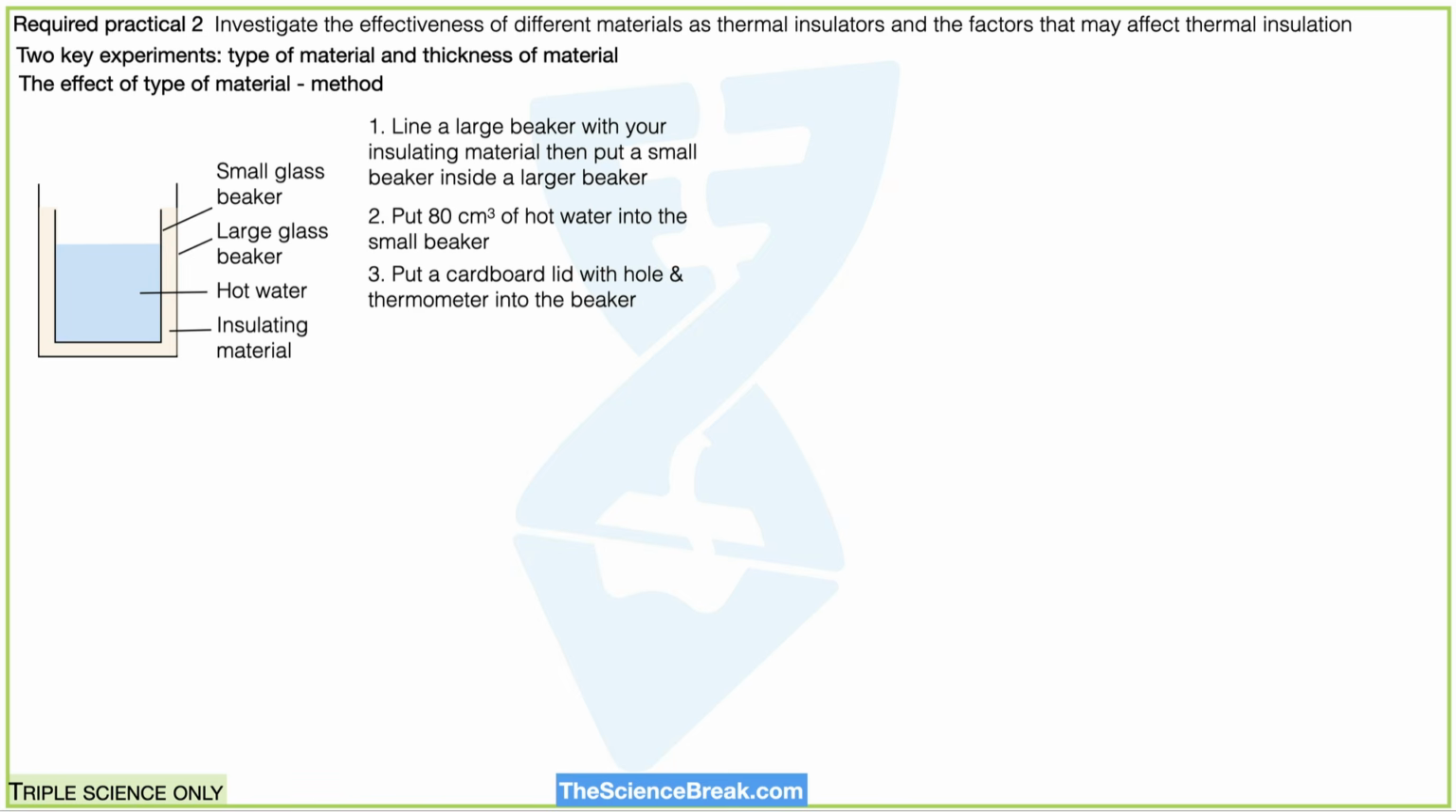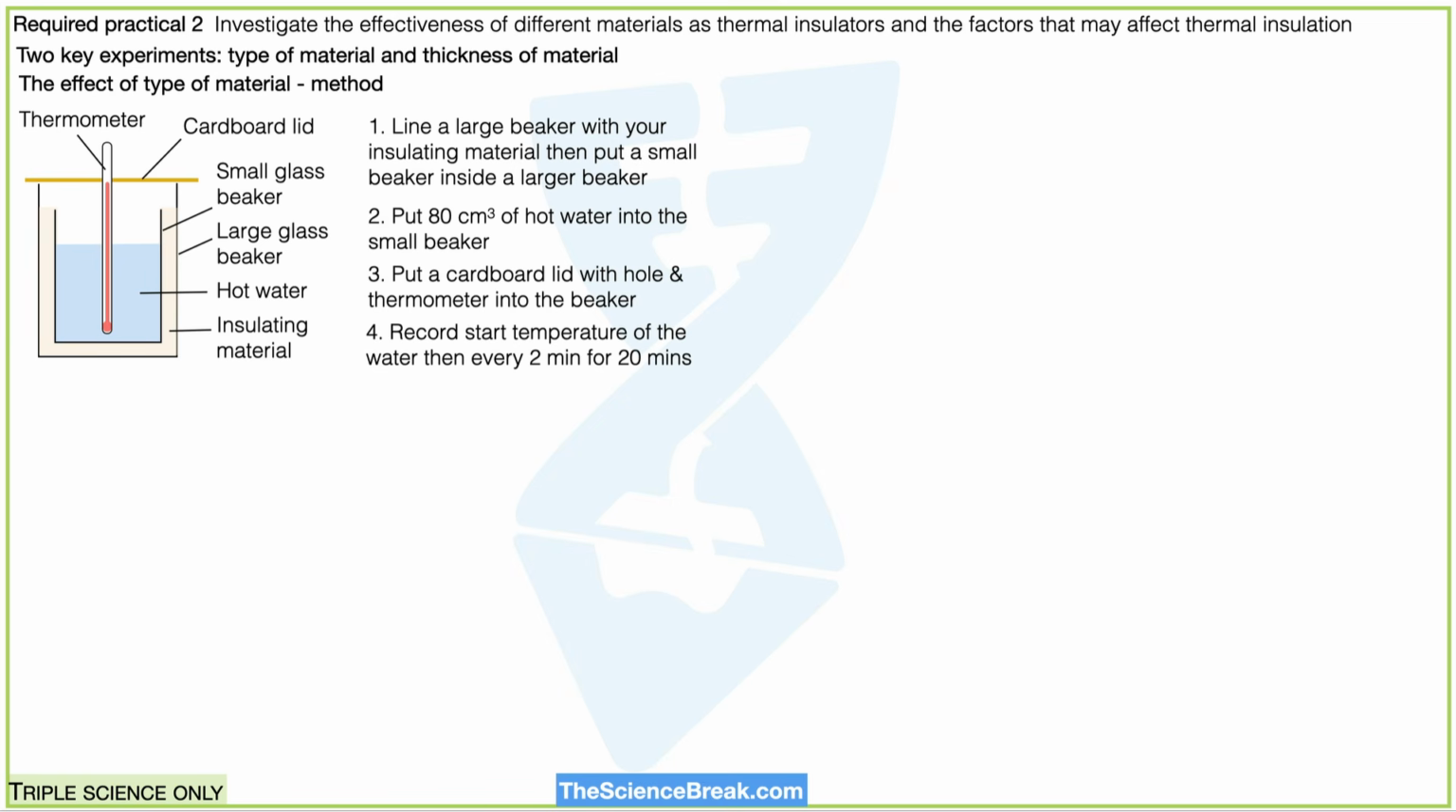And we would put a cardboard lid with a hole and a thermometer into the beaker or into the water. There's our cardboard lid and there's our thermometer. We would record the start temperature of the water every 2 minutes for 20 minutes. Remember to let the thermometer get to temperature before we start timing. We would repeat with each of 4 different materials, which gives us a total of 5.